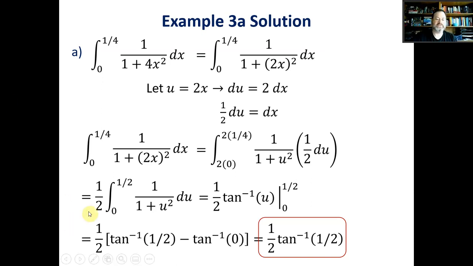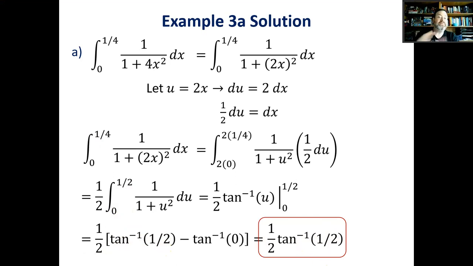Oh, sorry, I said something wrong a second ago. Arctan of 1 is pi over 4. I was thinking arcsine. Arctan of 1 is pi over 4. So if this integral went from 0 to 1, this would be arctan of 1, which would simplify to pi over 4. And your answer would just be pi over 8.